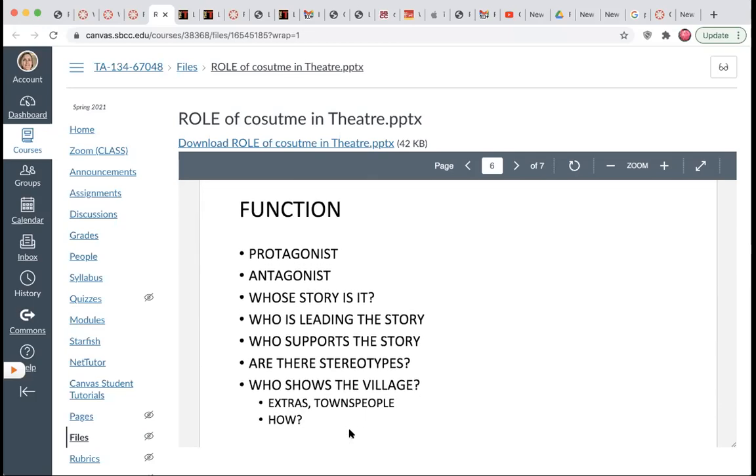What is the function of a particular character? Who is the protagonist? This is just another way to say who's the most important person in the play. Who drives the play forward?